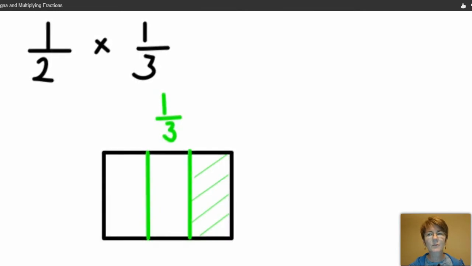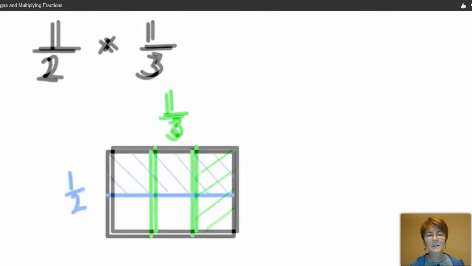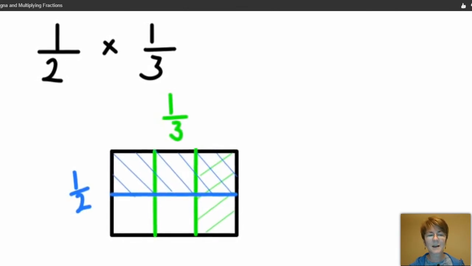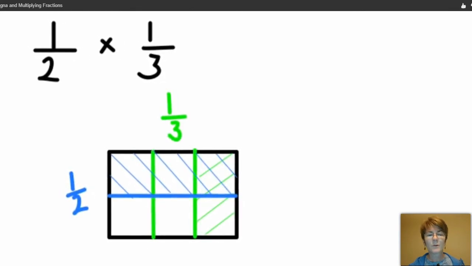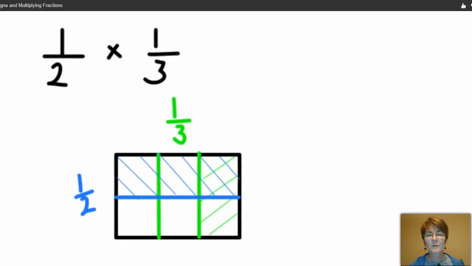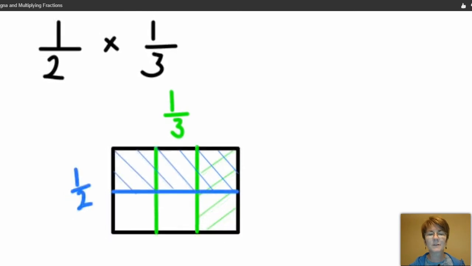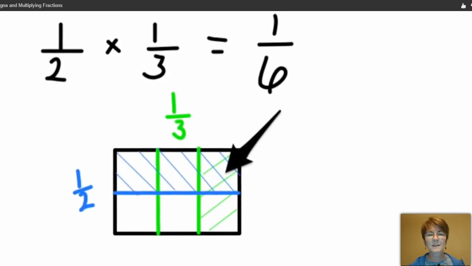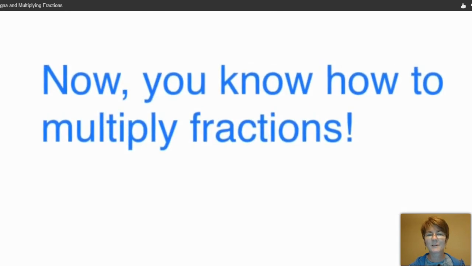Take the second fraction, 1/2, and put it on the second dimension and divide the rectangle into 2 pieces from that side, because 2 is the denominator, and shade one of them. 1/2 is shaded blue, 1/3 is shaded green. Can you see the overlap? You're right. It's that one piece. 1 out of 6 has an overlap where it has green and blue. So 1/6 is the answer. Now you know how to multiply fractions.